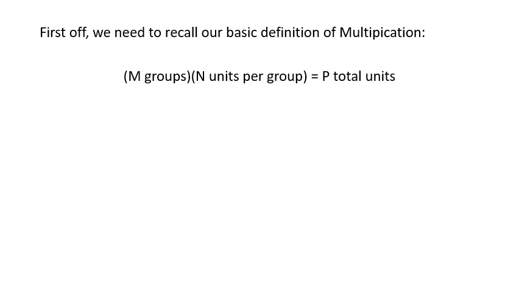So I want to start with remembering a basic definition that we've used of multiplication. Because we've talked about multiplication before already, and in chapter 5 we're looking at extensions of multiplication. So the idea of multiplication isn't new. One of the definitions that we've used is this idea that m times n equals p. We can think of m groups, and n is how many units there are per group, and this gives us the total number of units.